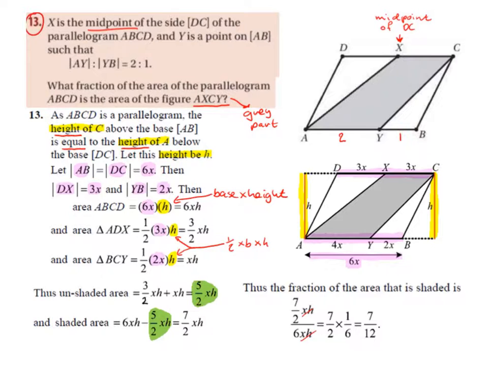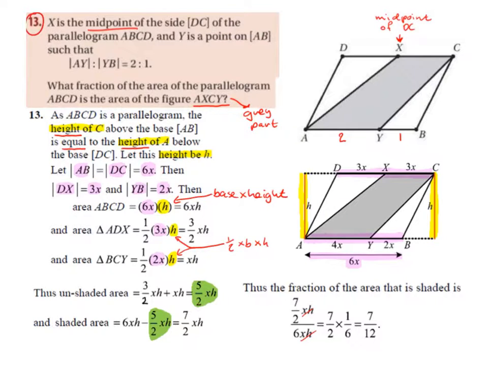So the area of the overall parallelogram ABCD we found to be 6xh. We're trying to figure out the shaded part. So if we take the area of the overall parallelogram and we take away the area of the two triangles, we'll be left with the shaded part.